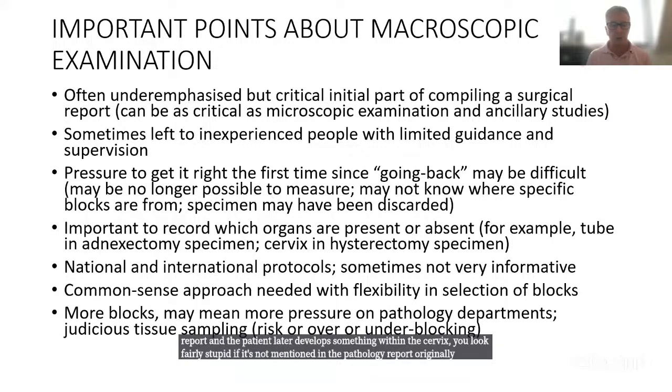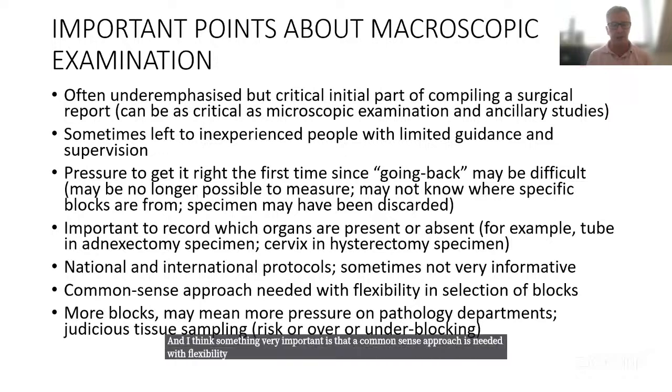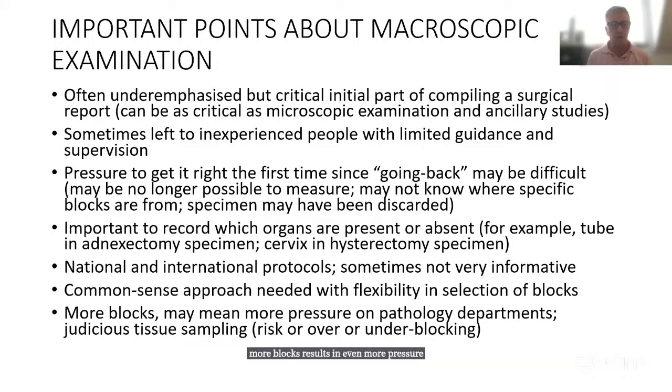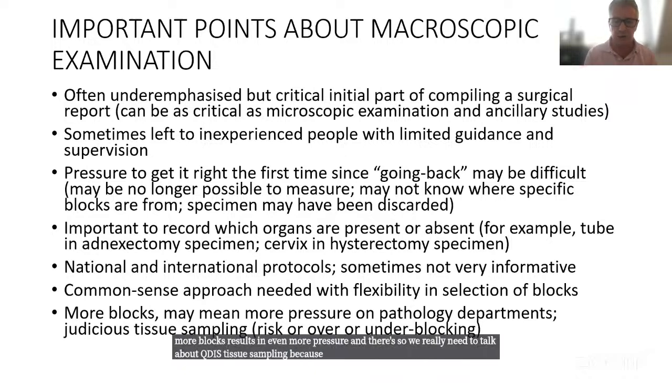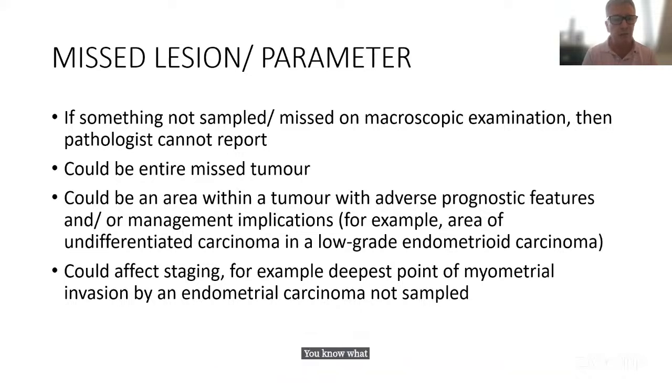There are various national and international protocols, which I'll refer to as I go through this talk. Something very important is that a common sense approach is needed with flexibility in the selection of blocks. It's true that in some pathology departments, which are under a lot of pressure, more blocks result in even more pressure. So we really need to talk about judicious tissue sampling, because there is a risk of over or under blocking. At its most extreme, you could miss a lesion.